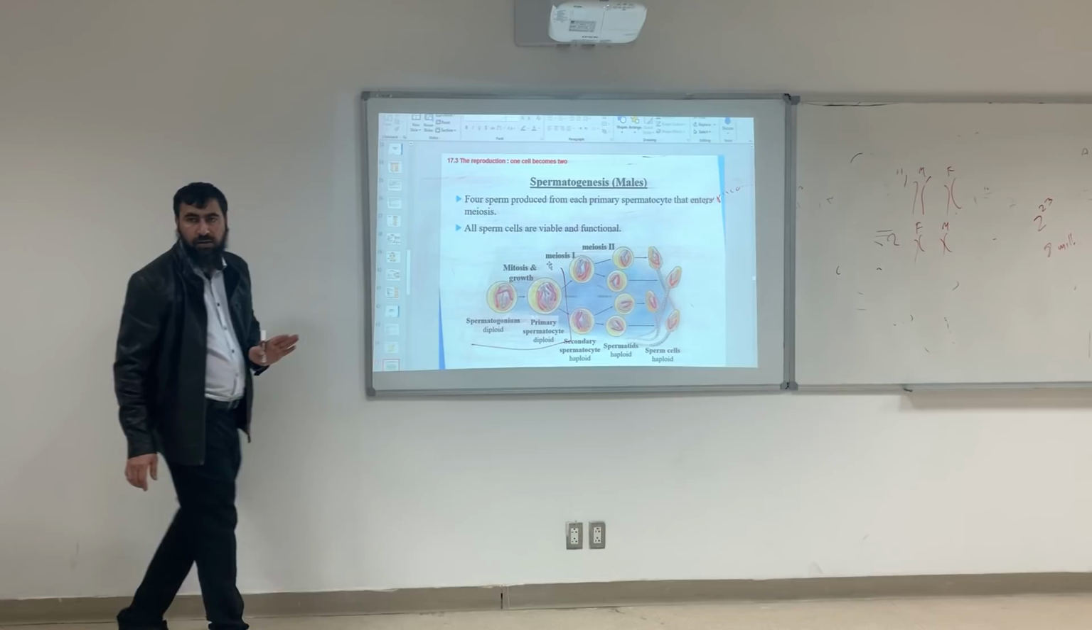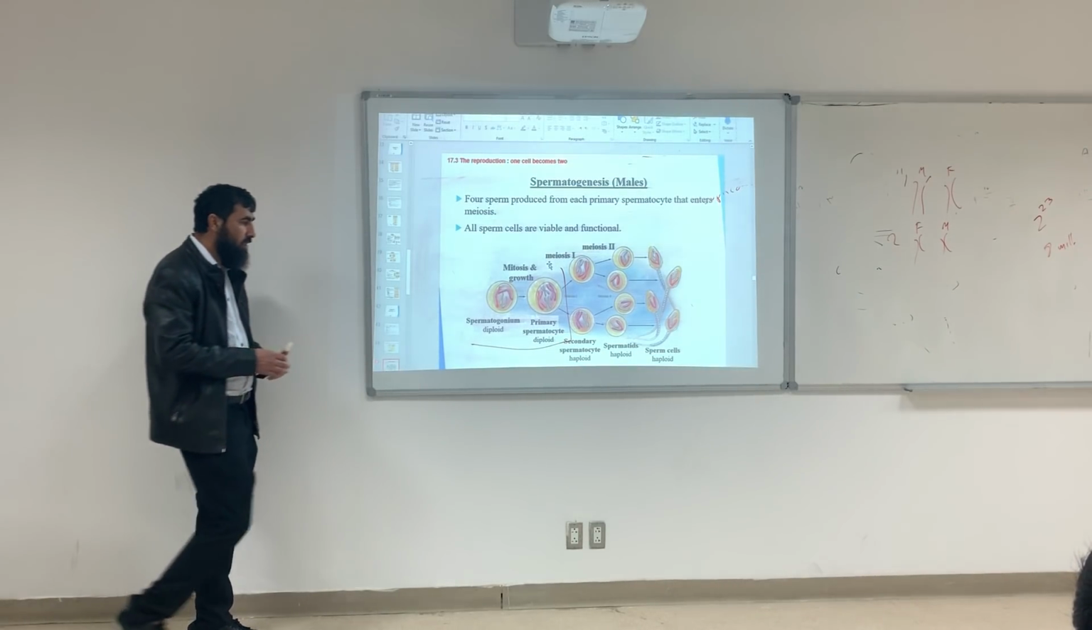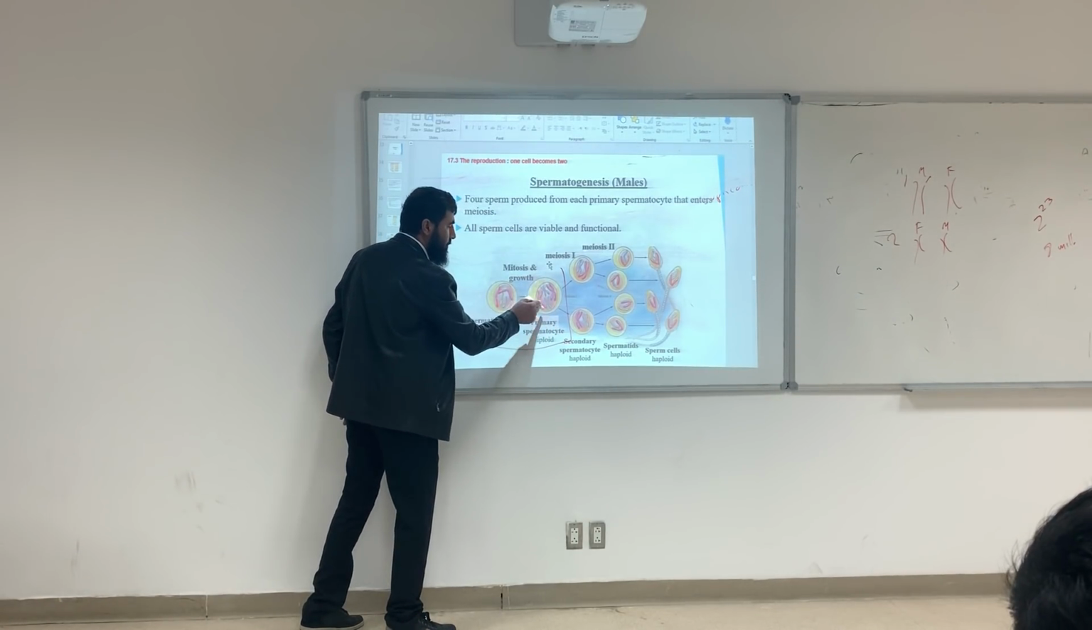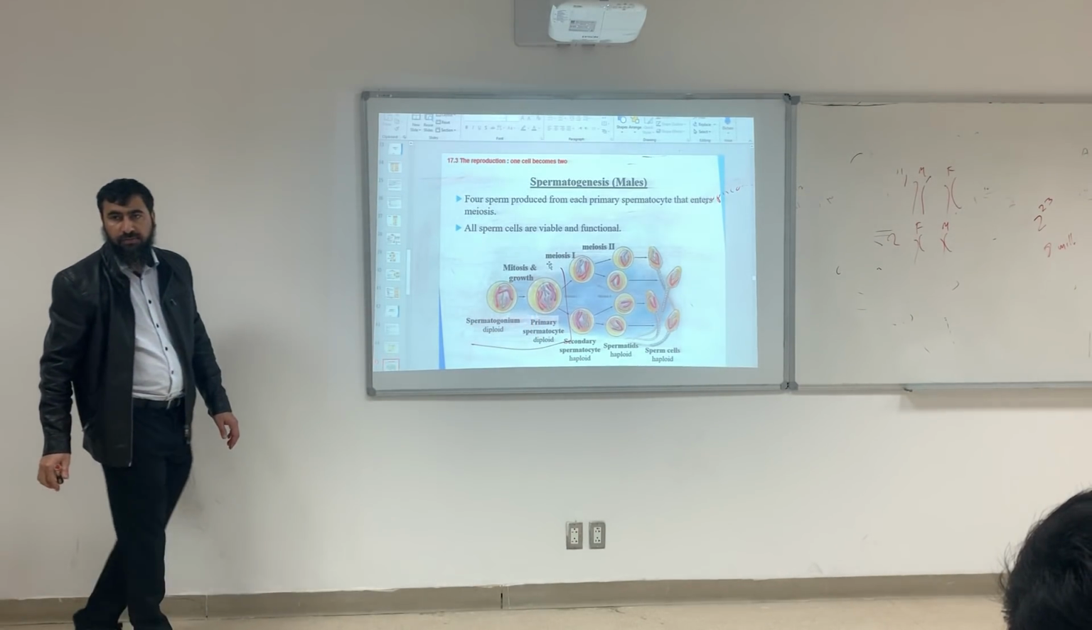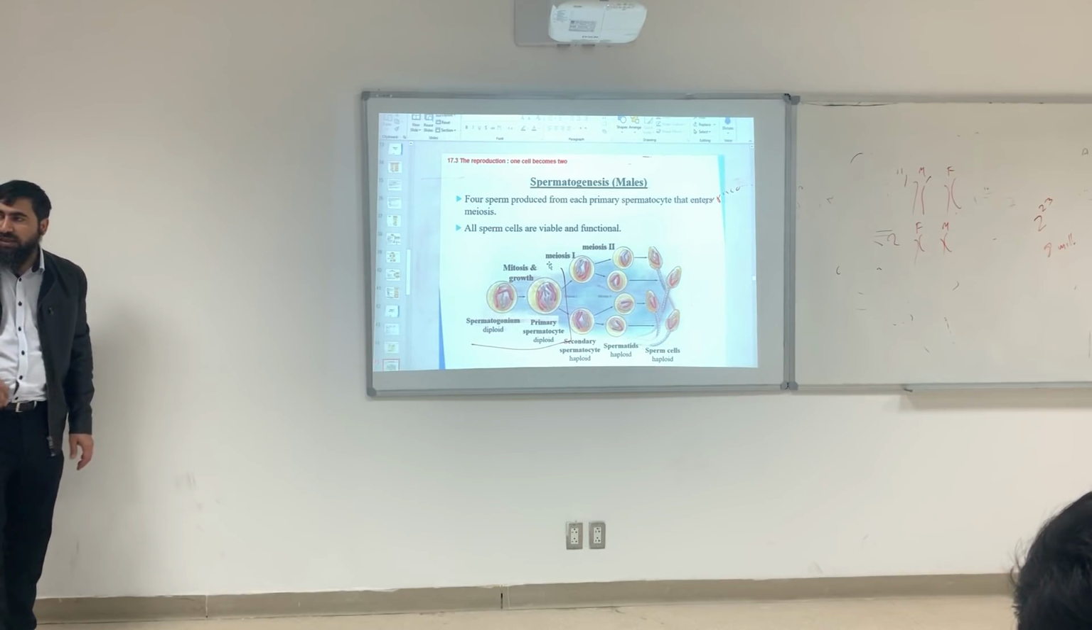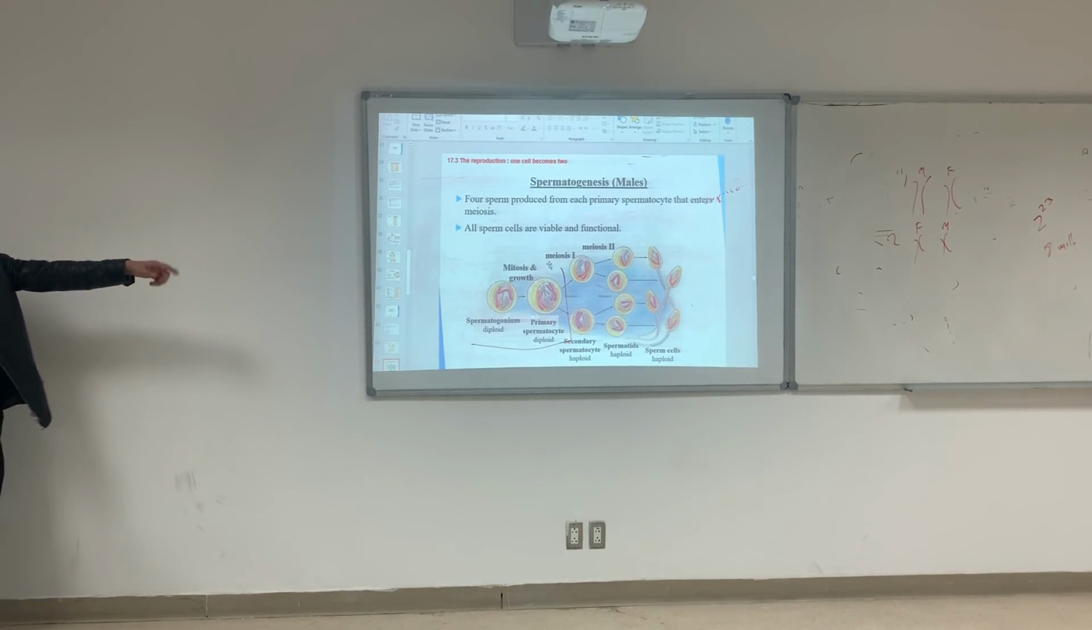So the spermatogonium is the cell that gives rise to the primary spermatocytes. They're always replenishing the supply of primary spermatocytes.